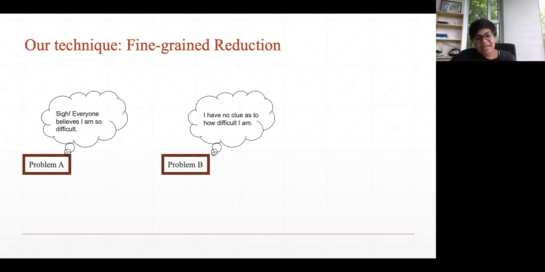Now, can we comment on the hardness of problem B based on the knowledge that we have about problem A? We can, if we are able to reduce problem A to problem B. Now, what do I mean by reduction here? If there is a map that can map the input instance of problem A into some input instances of problem B, then using the algorithm for problem B, we can solve problem A. This is what I mean by a reduction.